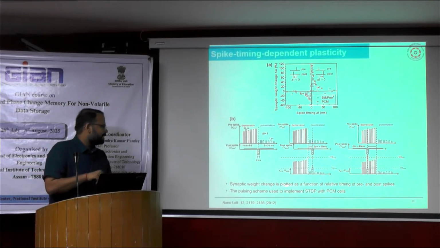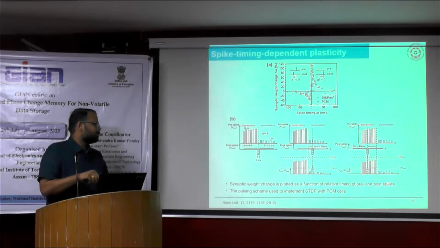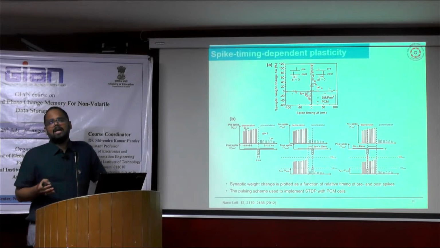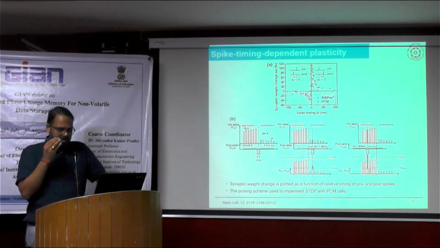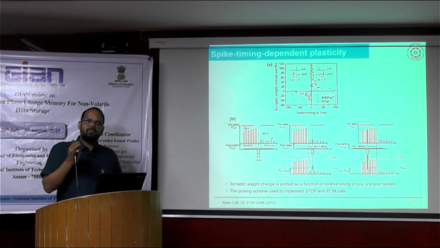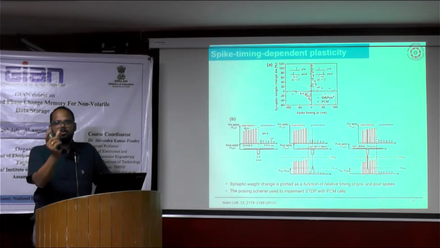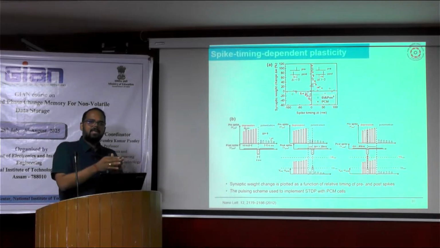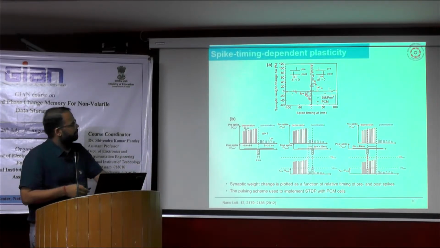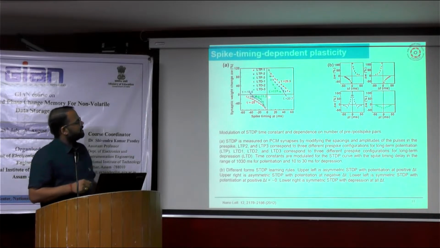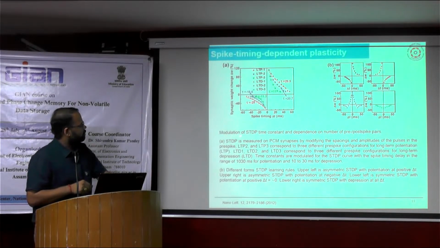So the synaptic weight change is plotted as a function of relative time of pre and post spike, and the pulse scheme used to implement STDP with the PCM cell. So this is the pulse. For that, you need to experimentally optimize the electrical pulse using your waveform generator or parameter analyzer with respect to the pulse widths and magnitude. So for experimental work, when we are able to fabricate the device, then we need to optimize our electrical pulse using a parameter analyzer or arbitrary waveform generator, and then we can study the conductance change and identify this behavior. And spike time dependent plasticity, if we see for different time constants, so modulation of STDP time constant and dependence on number of pre and post spike numbers.